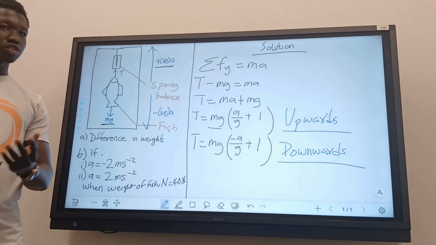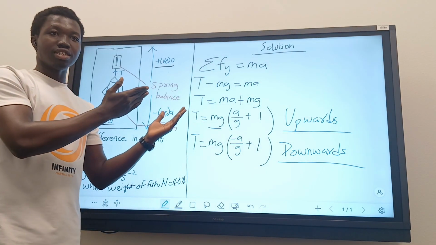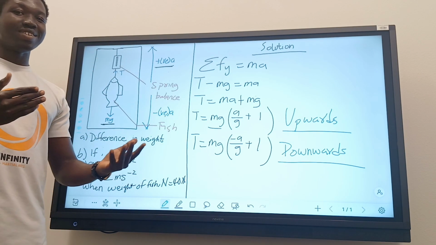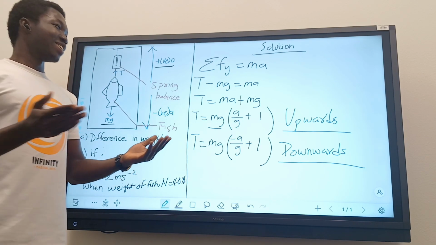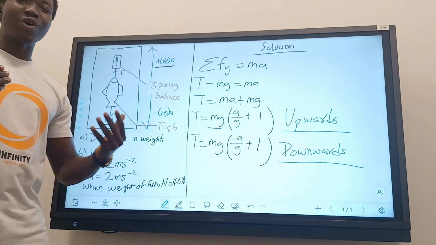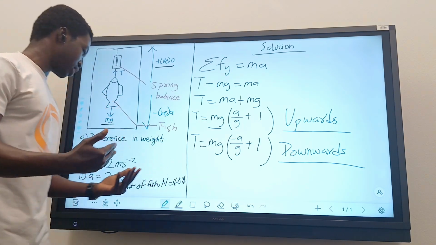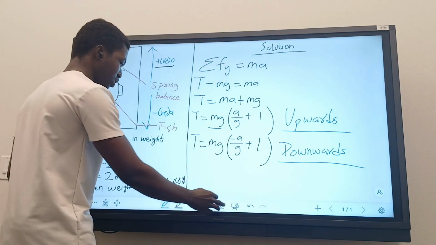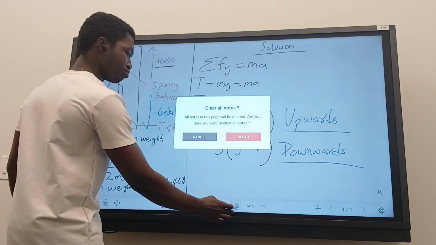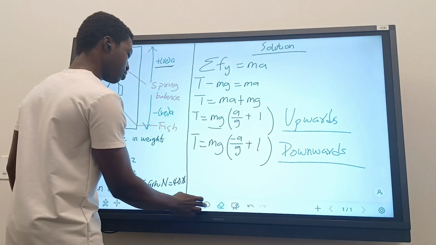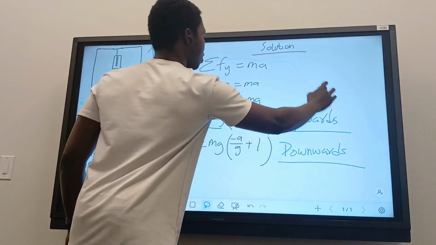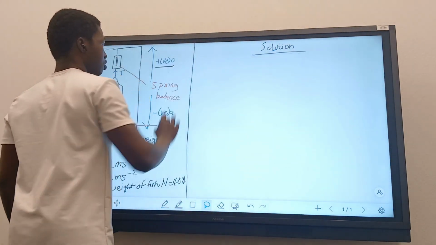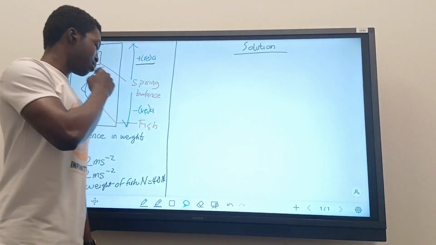Now, I've proved it to you theoretically, mathematically. Yeah, it has been proved. Now we are going to test with actual values to see how it works here. So I'm going to clean the side of the board. We are going to test with actual values. Good. We have a clear board now.